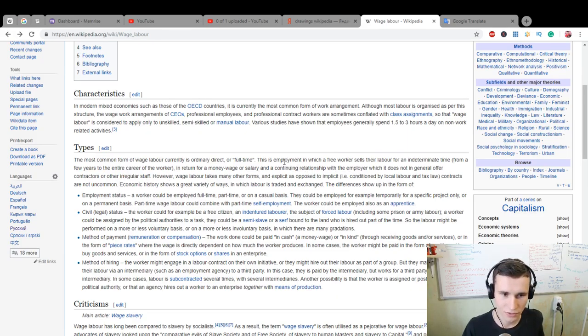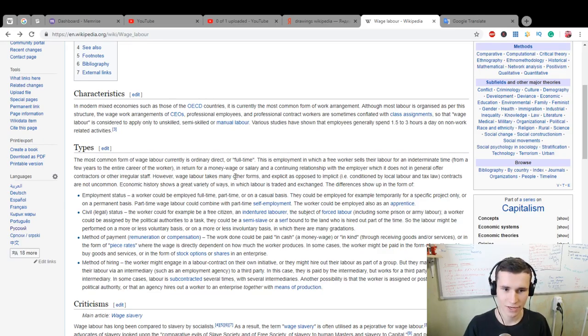Continued relationship with the employer for a money wage or salary. This is employment in which a free worker sells their labor for an indeterminate time, from a few years to the entire career of the worker. Of contractors or the regular staff. Something I understand, okay.